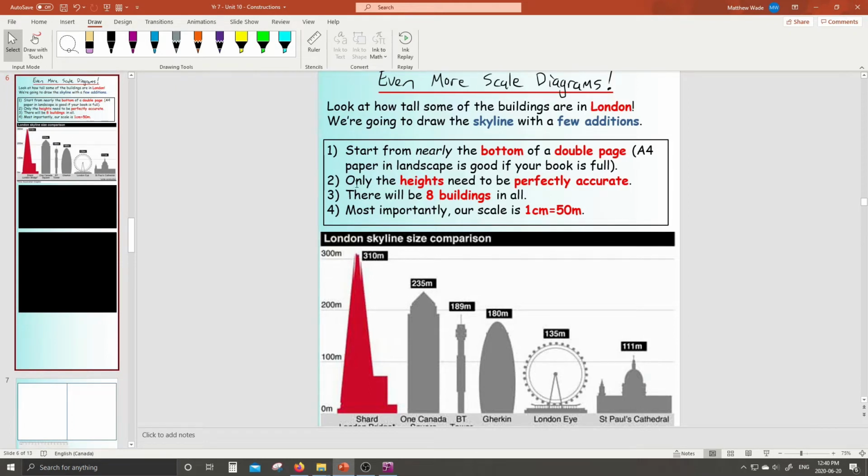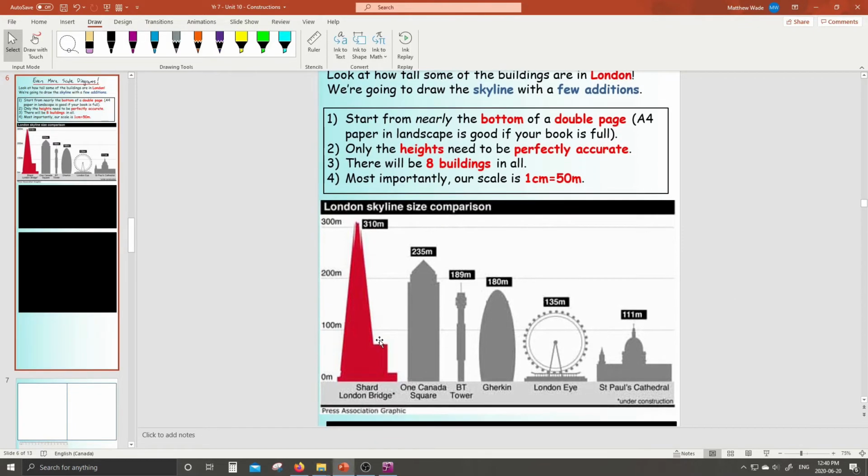You only have to get the heights all the way accurate, but I would like you to draw the building as best as you can around it. And there's going to be 8 buildings in total to help you space them from left to right. Now, the most important thing of all is that our scale factor is going to be 1 centimeter on your page equals 50 meters of building, which means when we draw them, just like this scale diagram, they should be in perfect size to each other. They should be in perfect relative height to each other.